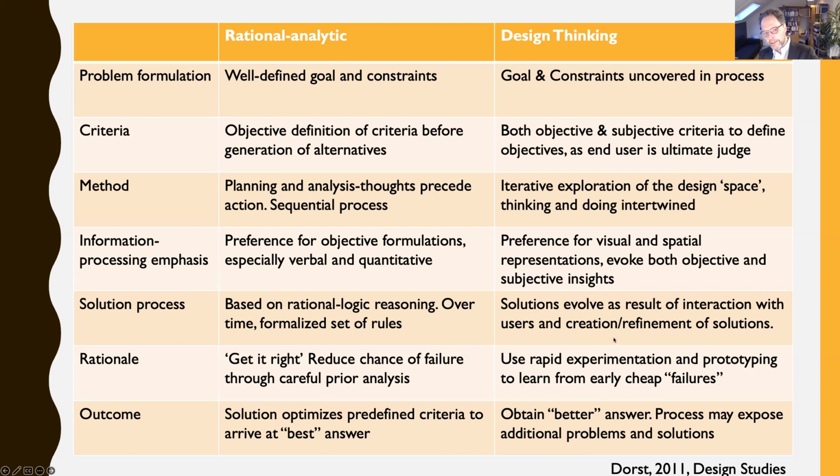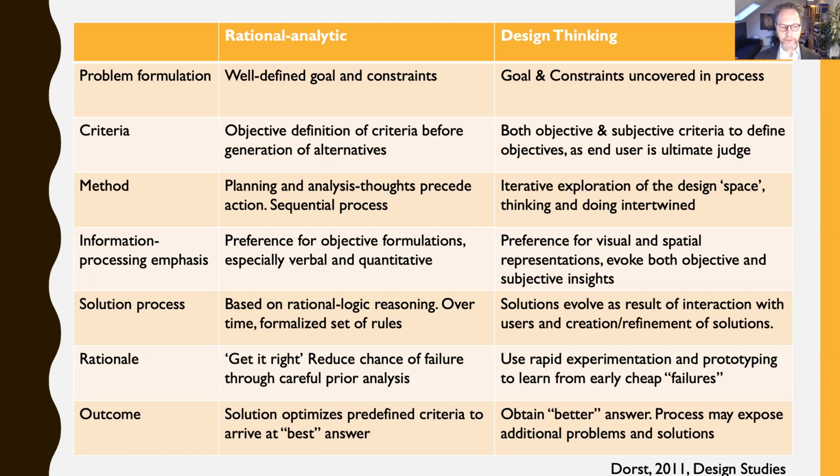And in the case of design thinking, what is used is what we call rapid experimentation and prototyping to learn from early cheap failures. So the idea is that you're not looking for the perfect answer, you're looking for 1,000 wrong answers, because they help you find out what it's not. Thomas Edison famously said, when he experimented a lot with the light bulb that he invented, I did not fail 1,000 times. I just found 1,000 ways that didn't work. And they helped me find the right solution.